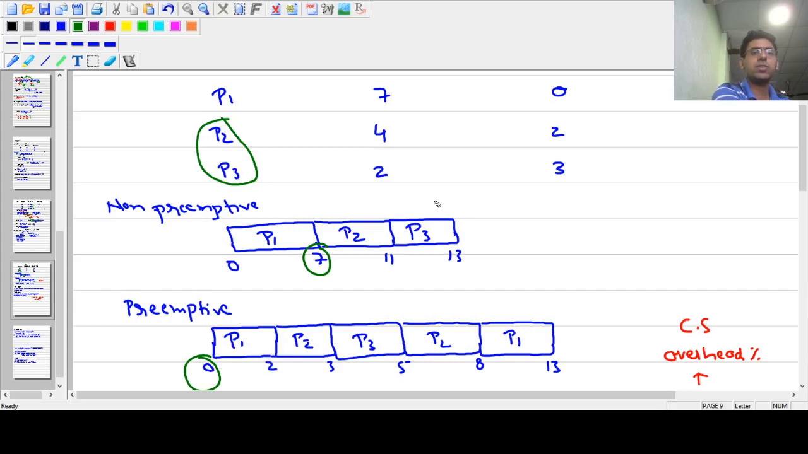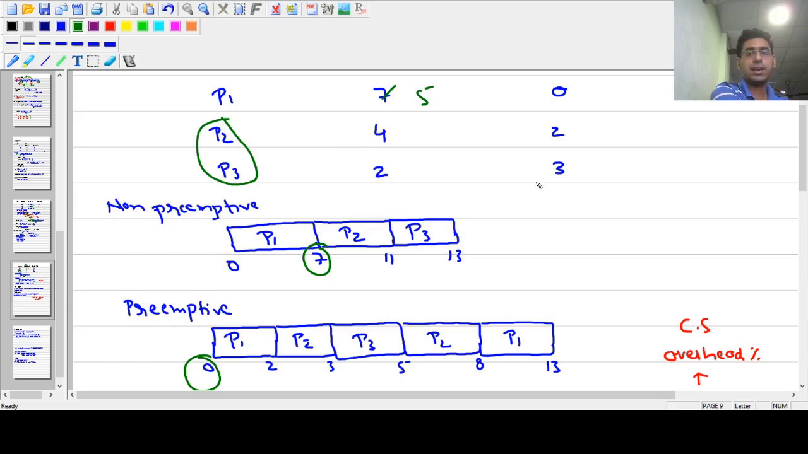Now it has executed for 2 milliseconds, so 5 milliseconds of CPU burst is still left. Now we have to make a decision: at 2 milliseconds two processes are present in the ready queue, process P1 and process P2. Whichever is shortest, process P2 is shortest, so process P2 is given the CPU.